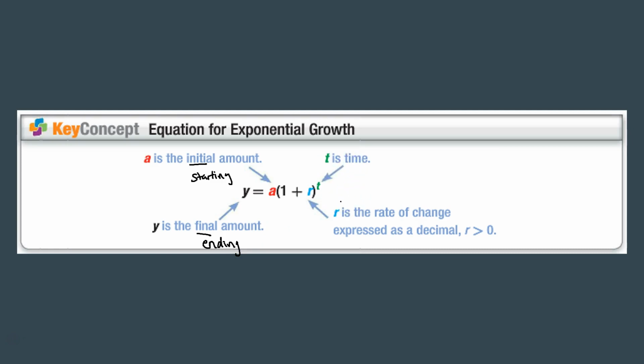T is time, so let's say in years. If it says 3 years, then T is equal to 3. And R is the rate of change, but make sure it's in decimal form. And R must always be greater than 0. So just a reminder, if you have 5% for your rate of change, to change that to a decimal, it would be 0.05. So there we go.